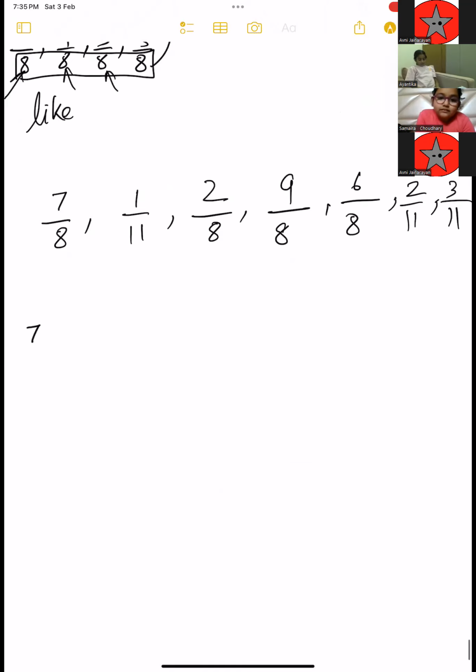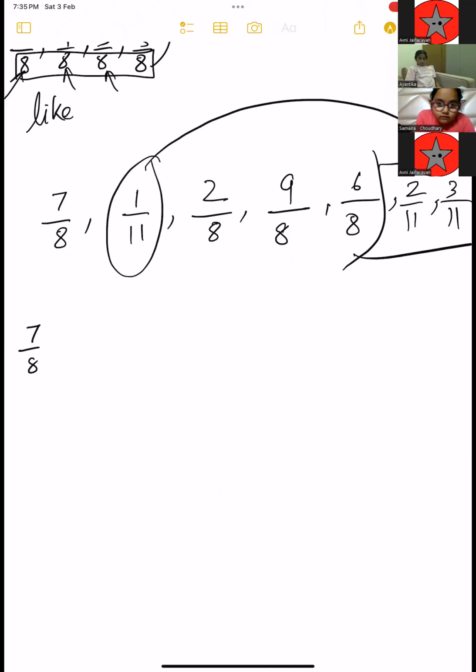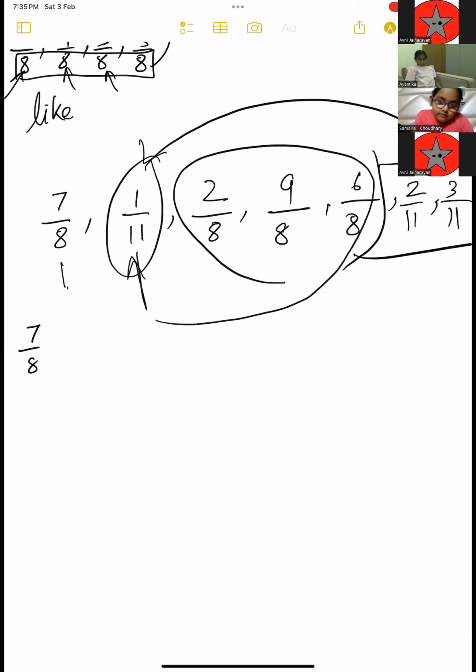So if I compare 7/8 with 2/11, 3/11, this set of group, we will say this is unlike, correct? And if I compare 1/11 with the other parts, we will say 1/11 is different. So they are unlike. Understood? Yes. Okay.